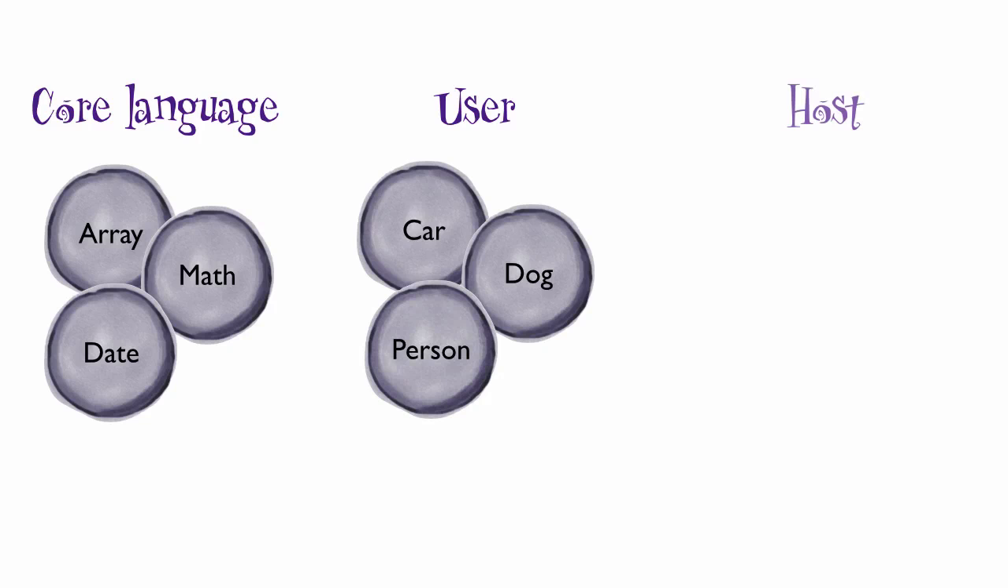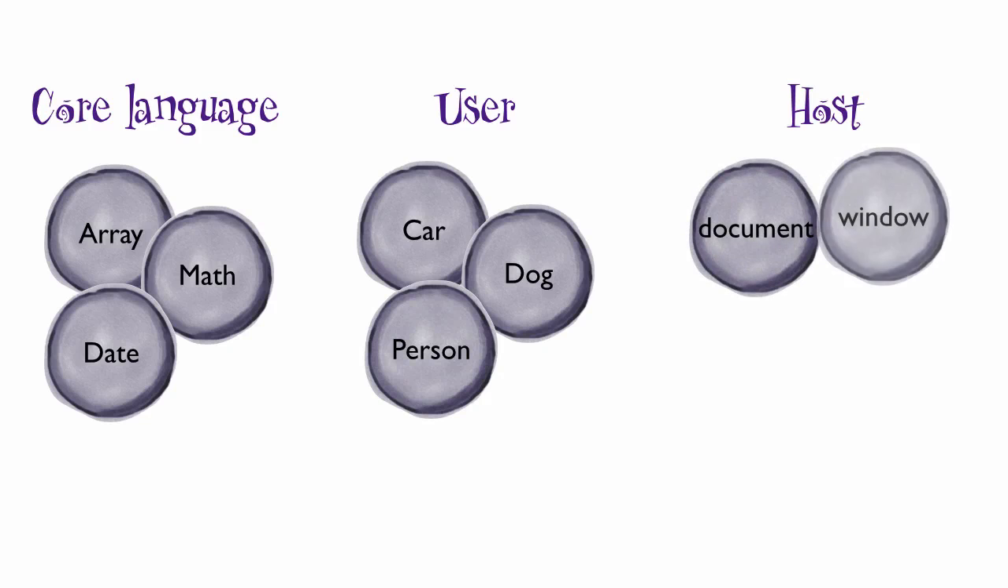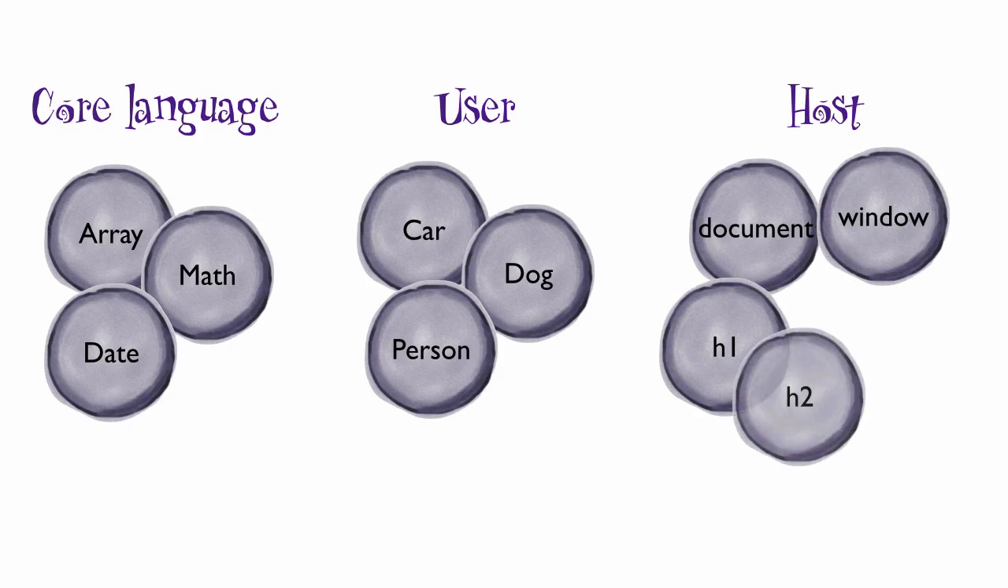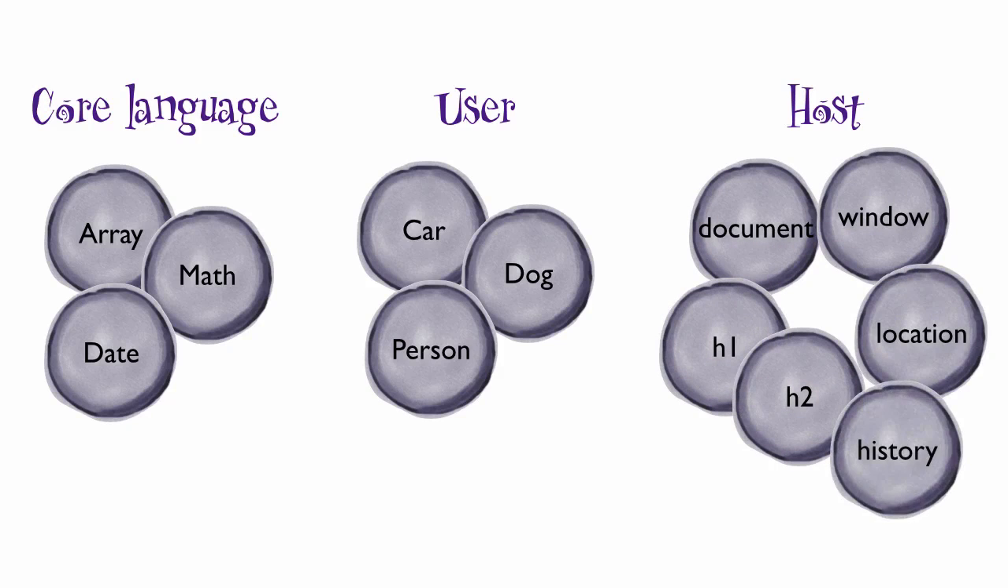The third category of objects is known as the host objects. And these objects are specific to the environment in which you're writing JavaScript. The document object, which you use to get access to the DOM, is one of these host objects, which means it's specific to the browser environment.